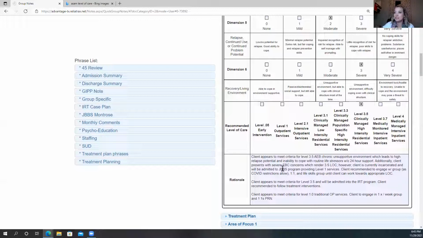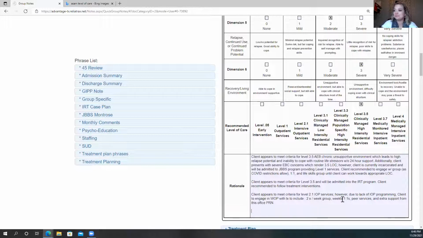If they assess, a lot of clients I've found really do assess out at that 2.1 level for intensive outpatient. You absolutely can put client appears to meet criteria for level 2.1 IOP services. You can say, however, due to lack of IOP programming, client to engage in weekly outpatient with treatment, to include. If they need to go to IOP, you probably should do more than 1 time per week group. So maybe we'll put 2 times per week group. Weekly one-to-ones, peer services, and support from this office. Something like that.